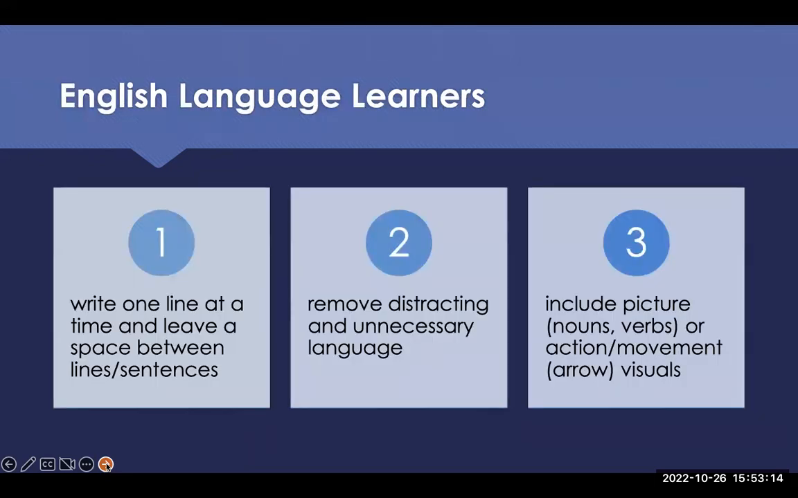For our English language learners, 3 sort of adaptations: write 1 line at a time, leaving a space in between those lines and sentences. Remove distracting and unnecessary language. So doing that English simplified to make this more accessible for our students. And include pictures for nouns and verbs, and action or movement, arrows or gestures, those visuals to support students' understanding of the mathematics.